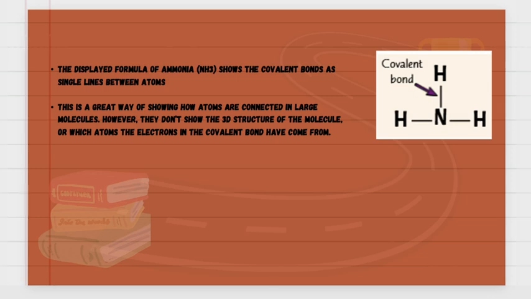The displayed formula of ammonia, NH3, shows a covalent bond as single lines between atoms. This is a great way of showing how atoms are connected in large molecules. However, they don't show the 3D structure of the molecule or which atoms the electrons in the covalent bond have come from.